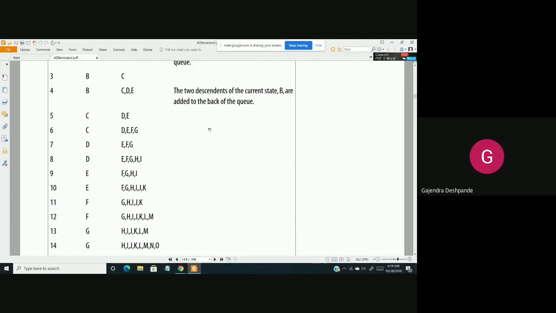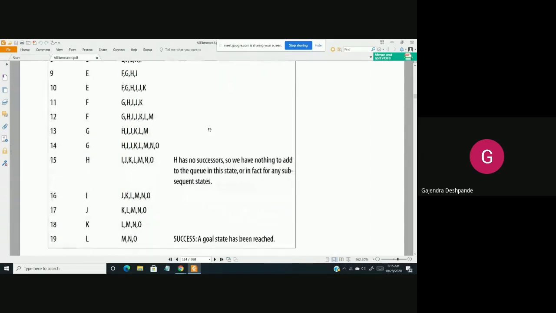Now check whether F is the goal node, because that was the first element and it was removed. So F is not a goal node, but F has got two children, L and M. So add them at the back of the queue. Now next, remove element G. Then check whether G is the goal node. G is not a goal node, but G has got two successors, N and O. So add them to the back of the queue.